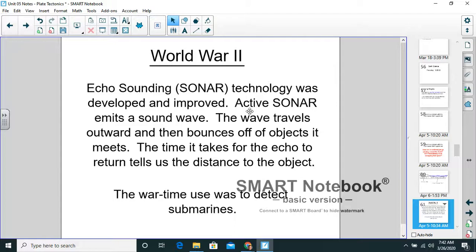So the technology, it had already been discovered. It had been actually attempted to use to find submarines back in World War One. But the technology was, let's say, developed and improved through the course of World War II.